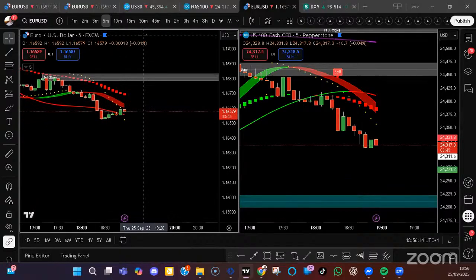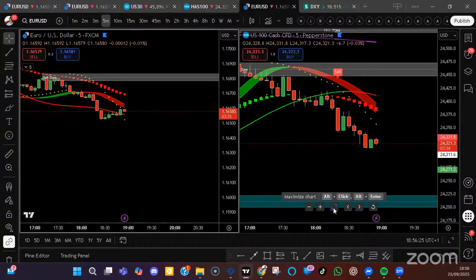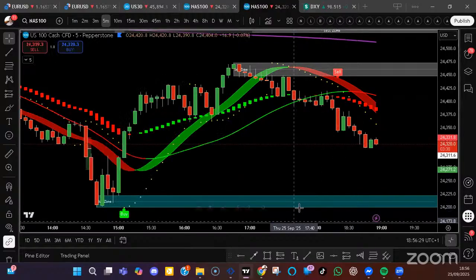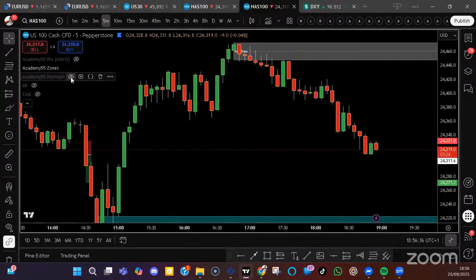But before we do anything else, let's go and have a look and see if we can put in any support and resistance lines that price sometimes respects. So we'll go to the US 100 first, and we will take the indicators off. First of all, let's go to the daily.